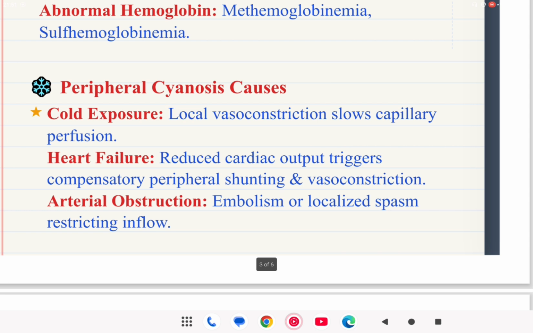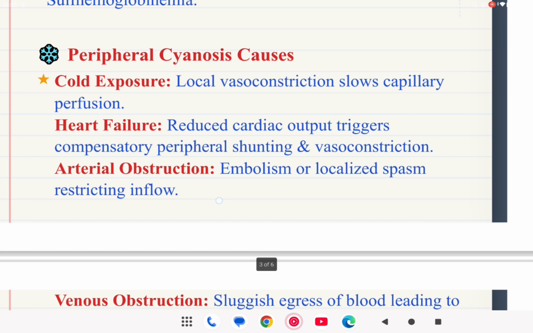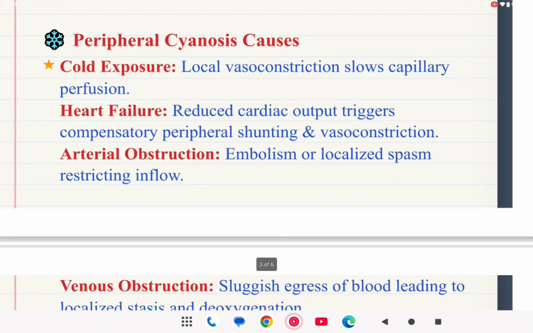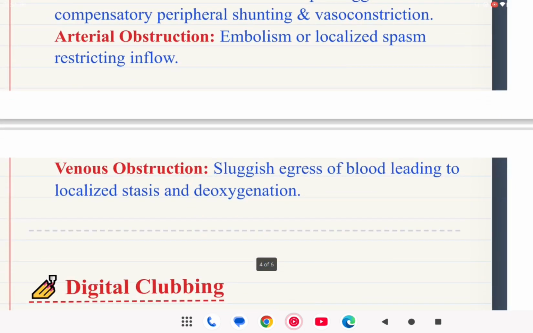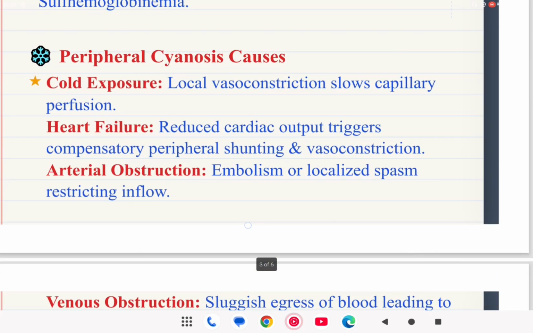Then the causes of peripheral cyanosis are cold exposure, where there is local vasoconstriction of the blood vessels, which slows down capillary perfusion. Then we have heart failure, where there is reduced cardiac output, which triggers compensatory peripheral shunting and vasoconstriction. Then we have arterial obstruction, where there is embolism or localized spasm, which restricts the inflow of blood. Then we have venous obstruction, in which there is sluggish egress of the blood, leading to localized stasis and deoxygenation, which leads to peripheral cyanosis.